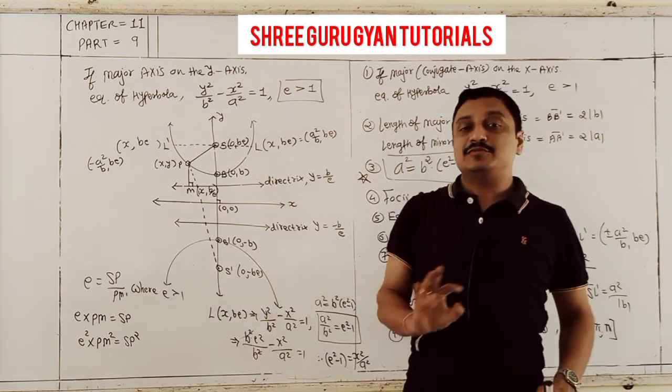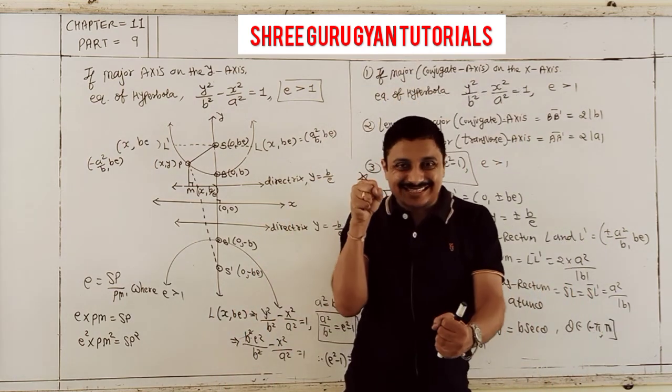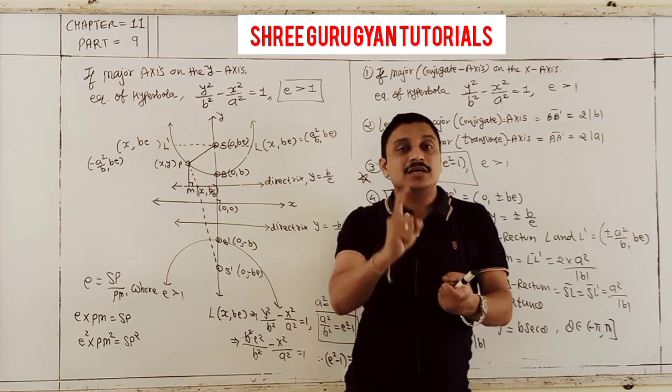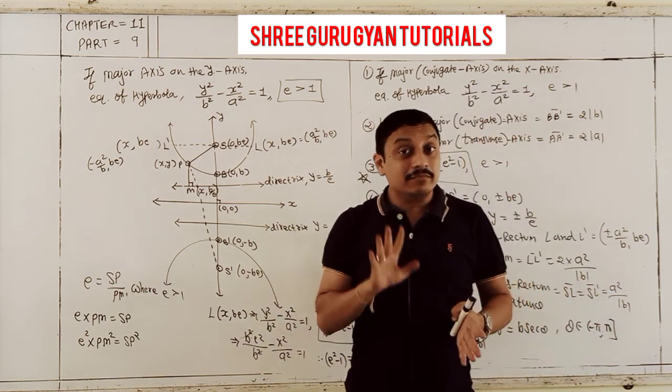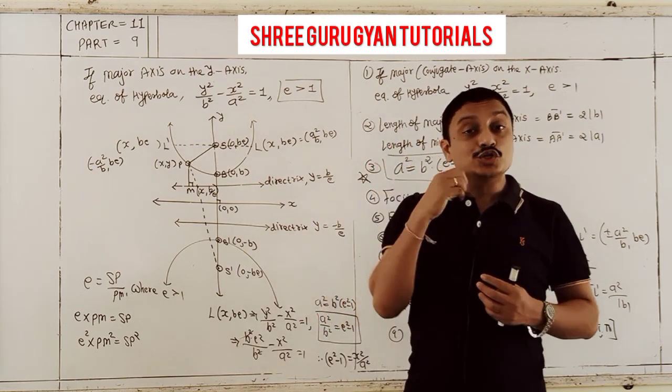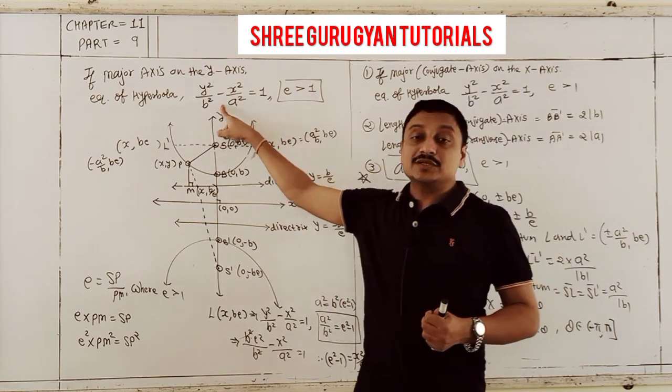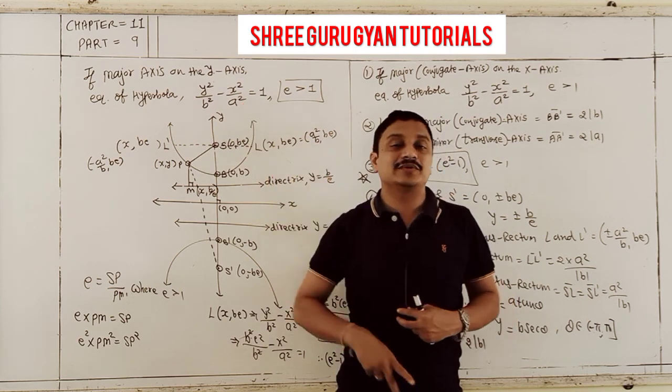And here we explain two parts. One, if the major axis is the x-axis, then the equation is x square by a square minus y square by b square equal to 1. And second case, if the conjugate axis is the y-axis, then y square by b square minus x square by a square is equal to 1.